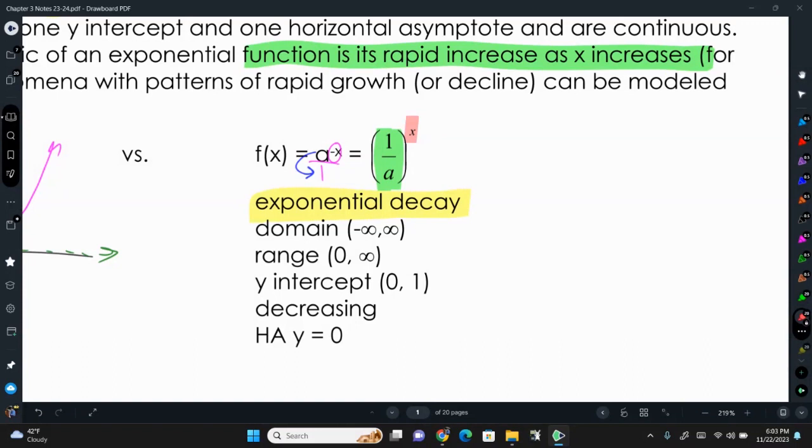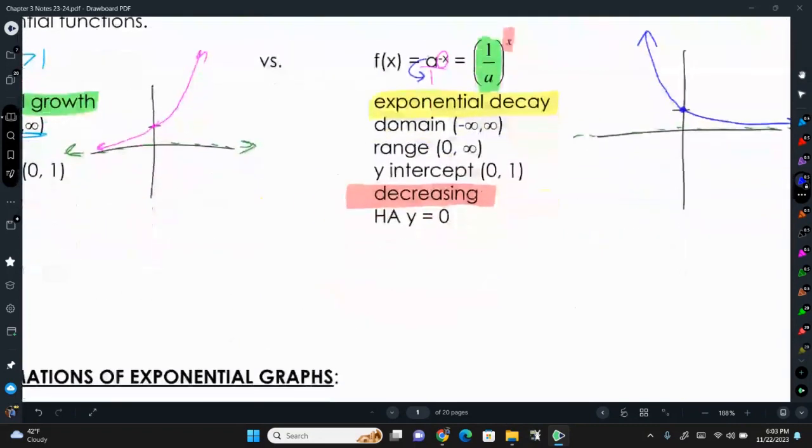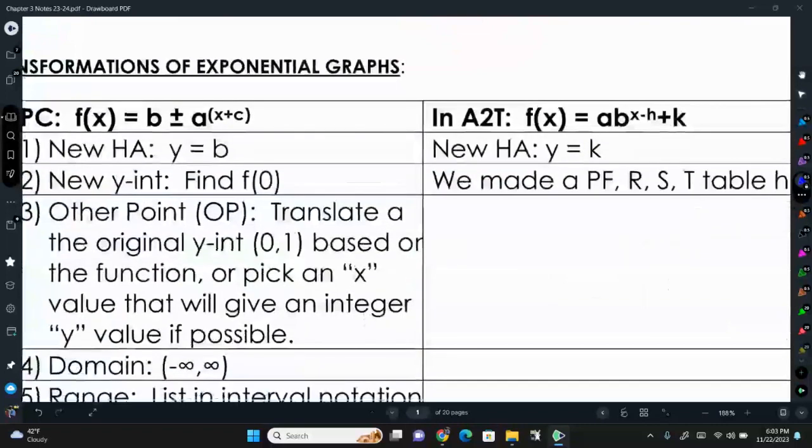Now you'll notice that everything is the same except for the decreasing part. So our y-intercept is still 0, comma 1, and our horizontal asymptote is still at 0, and then our graph will decrease. It will never equal 0 though. So now let's talk about how to graph them.